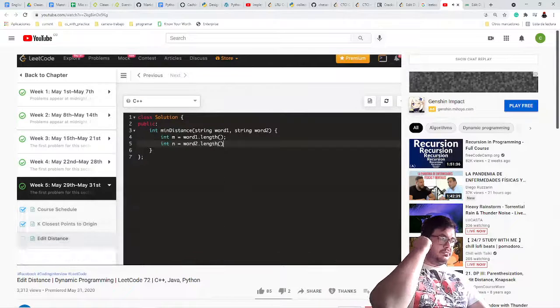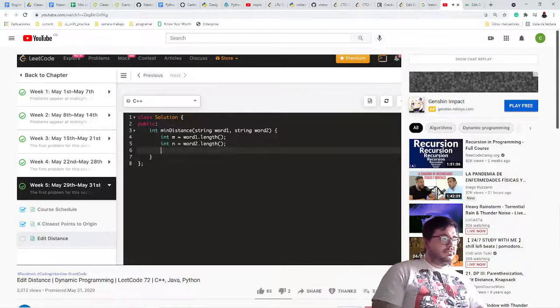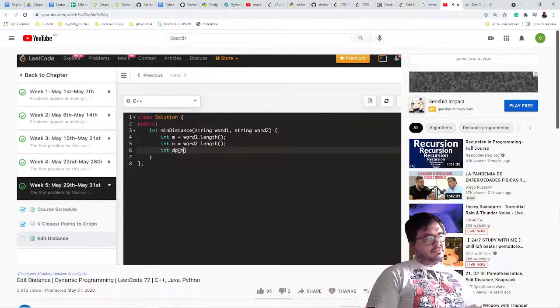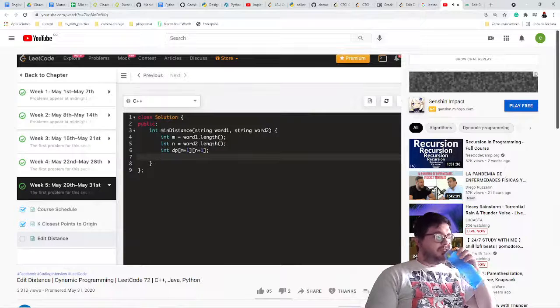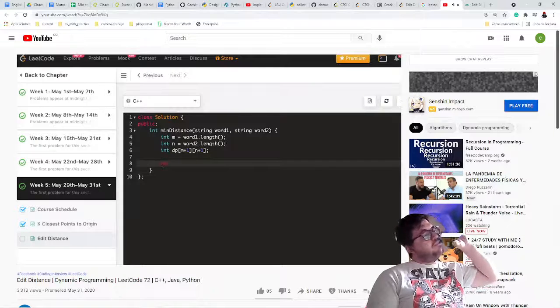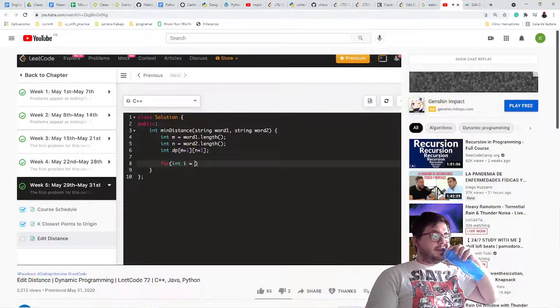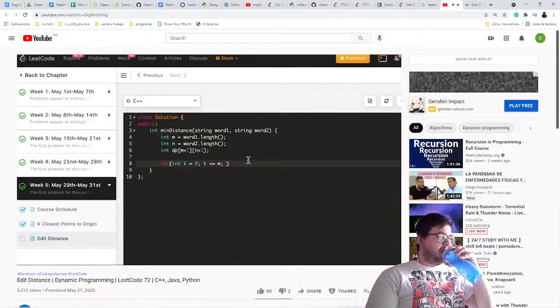word2.length. Next we create one array, dp of m plus 1, n plus 1. So if you followed that explanation, this code should be very easy for you. I equal to 0, I less than or equal to m. So I goes up to m, so this will be done m plus 1 times, which is the same as here, I plus plus.